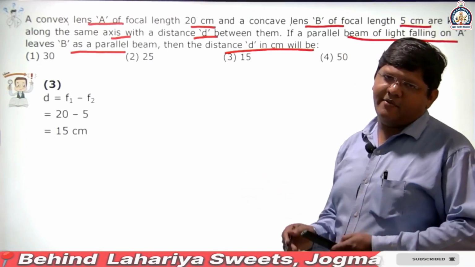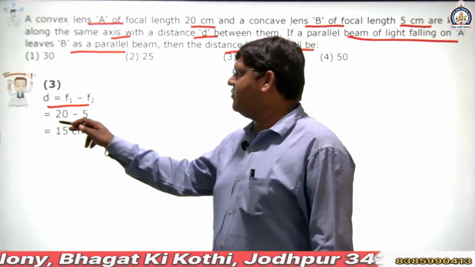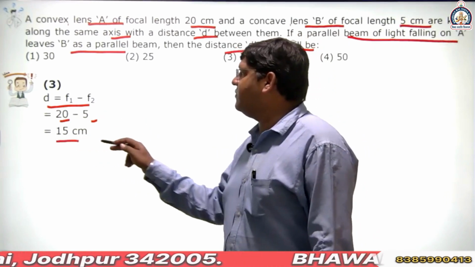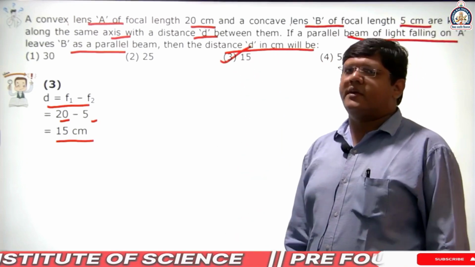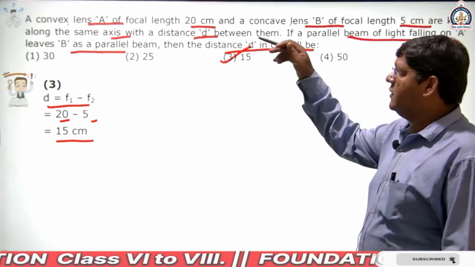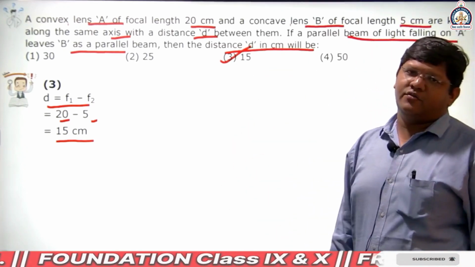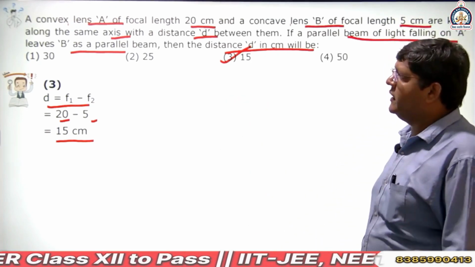So, the gap between the two lenses d is equal to the difference of focal lengths. The first focal length is 20 and the other is 5. The difference is 15. So, that is the required option number 3. We do not have to be confused by the language of the question and the number of lines that have been asked in the question. This can be solved by the application of the difference of focal lengths.